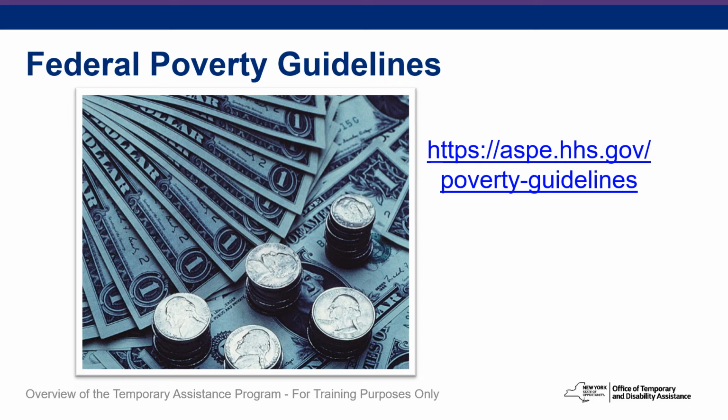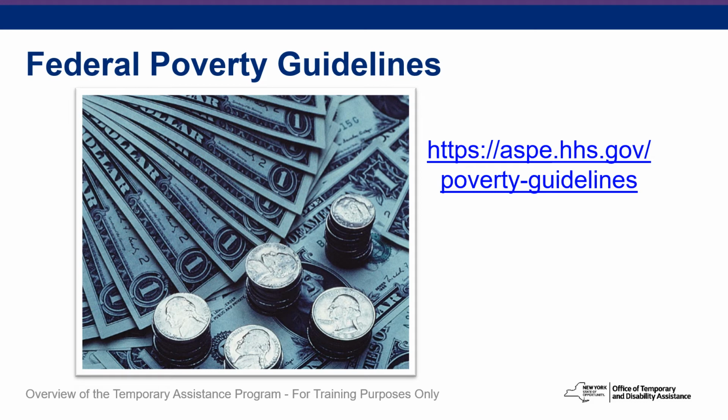In order to be eligible for TA, households must be under income eligibility thresholds, which compares their gross income less disregards to the standard of need and their gross income to 185% of the standard of need. The applicant's gross income also cannot exceed the federal poverty guidelines.